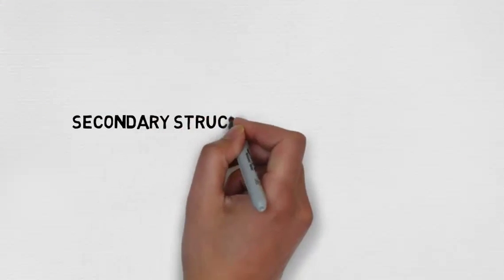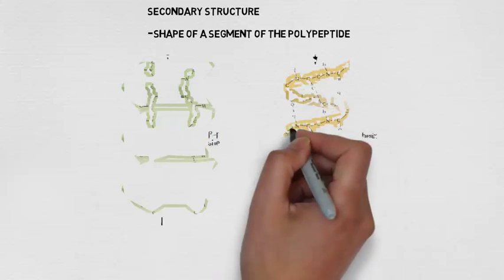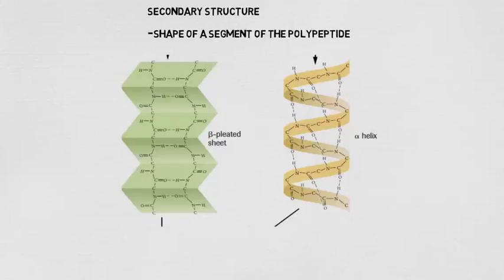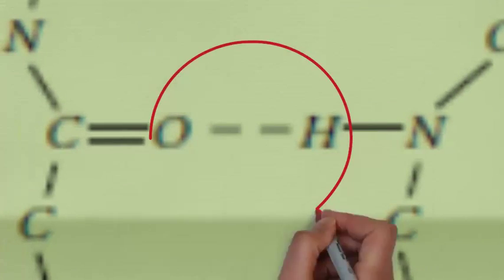Next, we have the secondary structure, which is the shape of a segment of the polypeptide. There are two types. First, the alpha helix, which is observed on the right. Next is the beta-pleated sheets, which fold on itself on the left. These bond through hydrogen bonds.